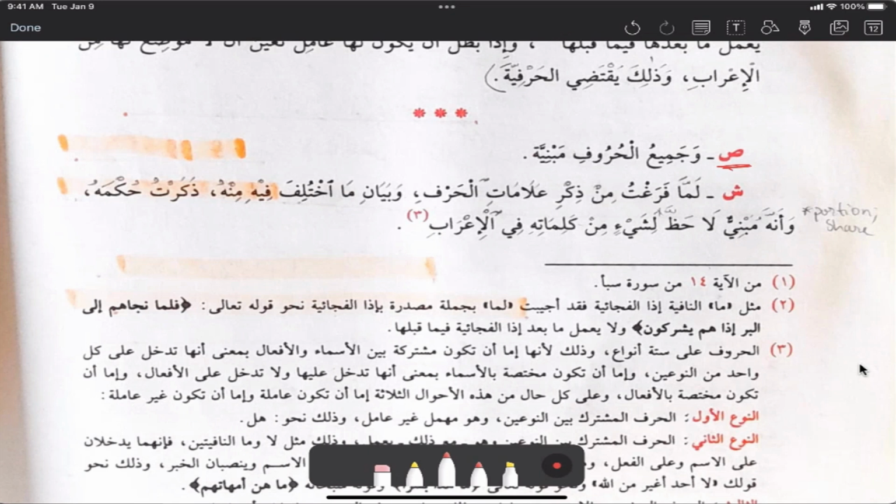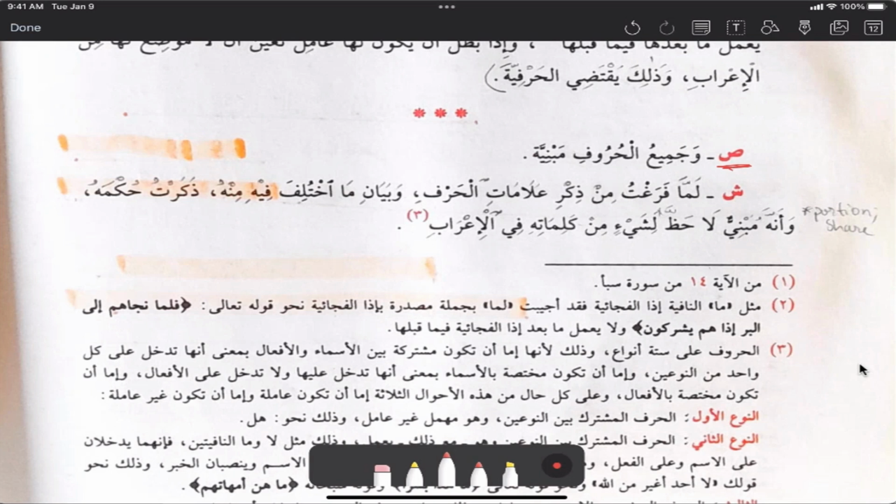الشرح, the explanation. لما فرغت من ذكر علامات الحرف، When I finished discussing the identifiers of the particle, وبيان ما اختلف فيه منه، and when I finished clarifying what they differed about concerning the particle, ذكرت حكمه، then I mentioned its judgment, its syntactical judgment, وأنه مبني, which is that it is built, with a static ending, cemented.